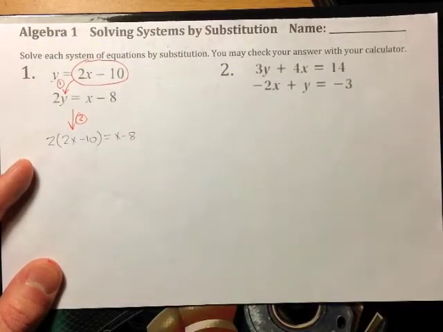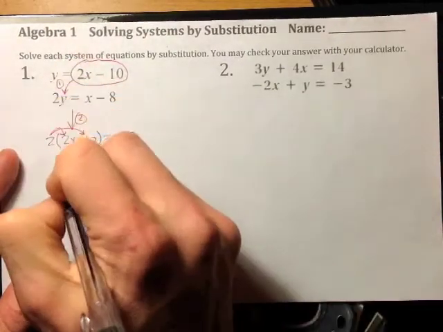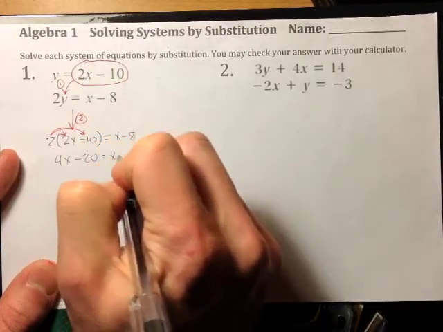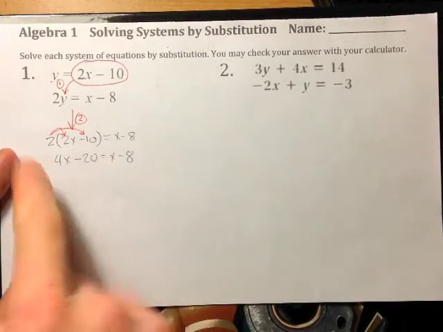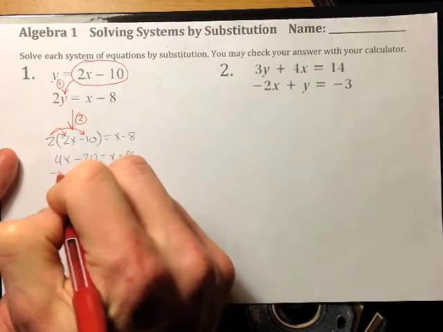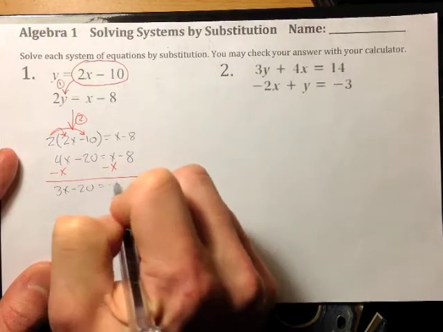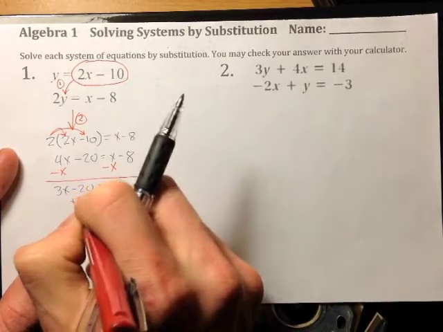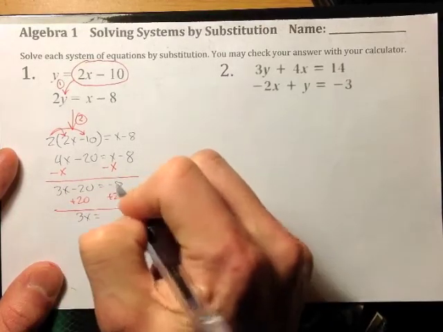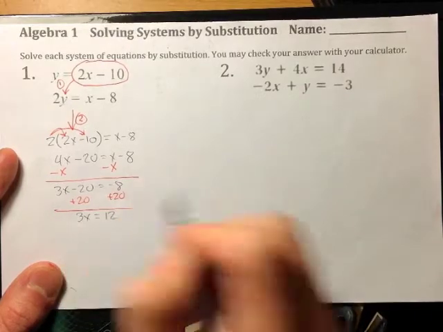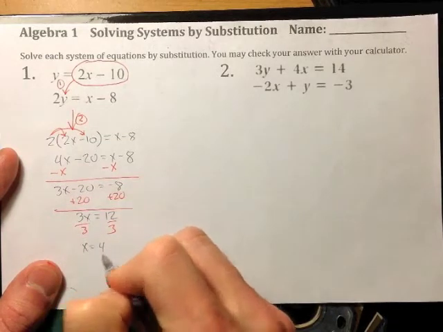Now after this, the next thing that we're going to do is distribute the 2 into the parentheses. So 4x minus 20 equals x minus 8. The next step is to gather all of the x's on the left side of the equation. I'm going to do that by subtracting x from both sides. 4x minus x is 3x. The next step is to add 20 to both sides to move the numbers to the right side. So 3x equals negative 8 plus 20 is 12. Final step, divide both sides by 3. So x equals 4.